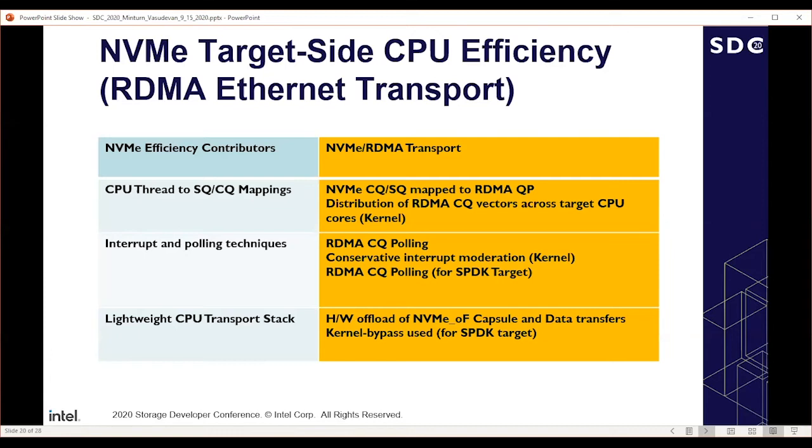The lightweight transport stack, again, is a hardware offload of the capsule and data transfers. All the reception and completion and the NVMe data with RDMA is all handled by the RNIC hardware in an offload fashion. For SPDK, kernel bypass is used because SPDK is a user-level target, so there's no kernel interaction with the RDMA transport.